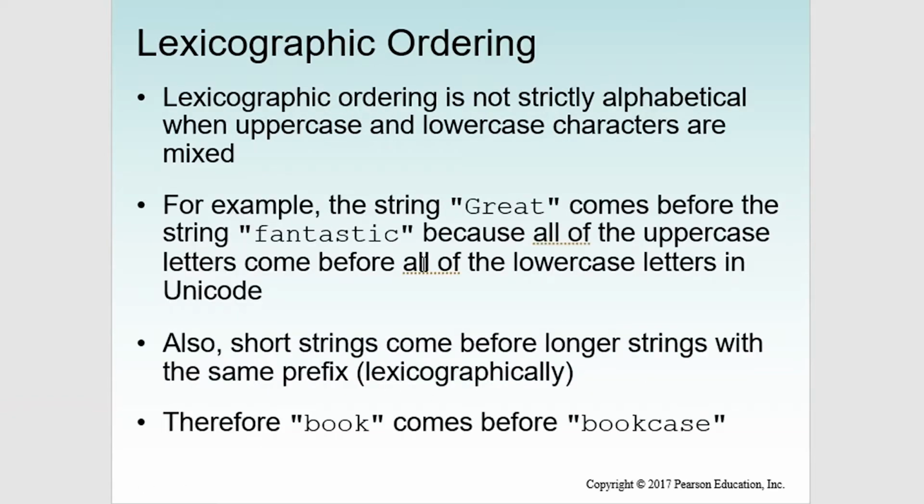Lexicographic ordering is not strictly alphabetical when uppercase and lowercase characters are mixed. For example, the string Great comes before the string fantastic because all the uppercase characters come before all of the lowercase characters in Unicode. Also, short strings come before long strings with the same prefix lexicographically. Therefore, book comes before bookcase. So let's go ahead and test this.